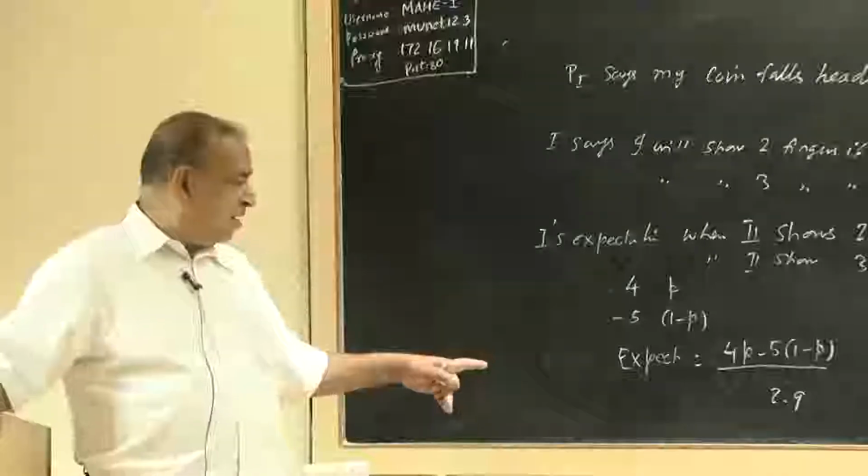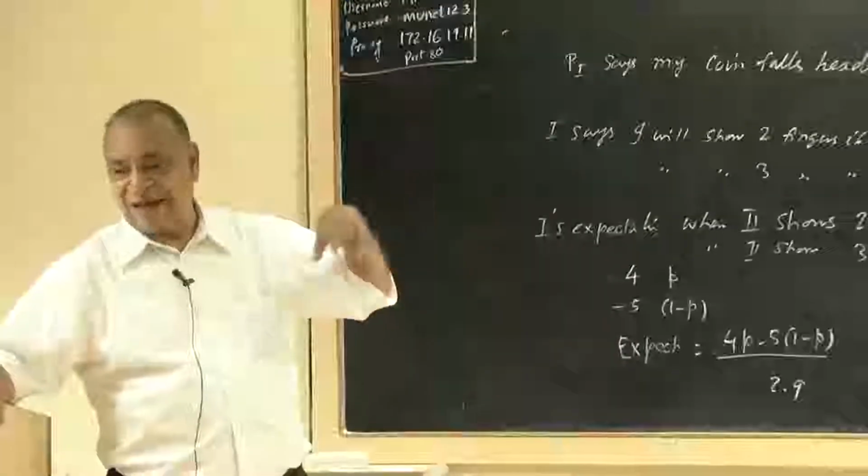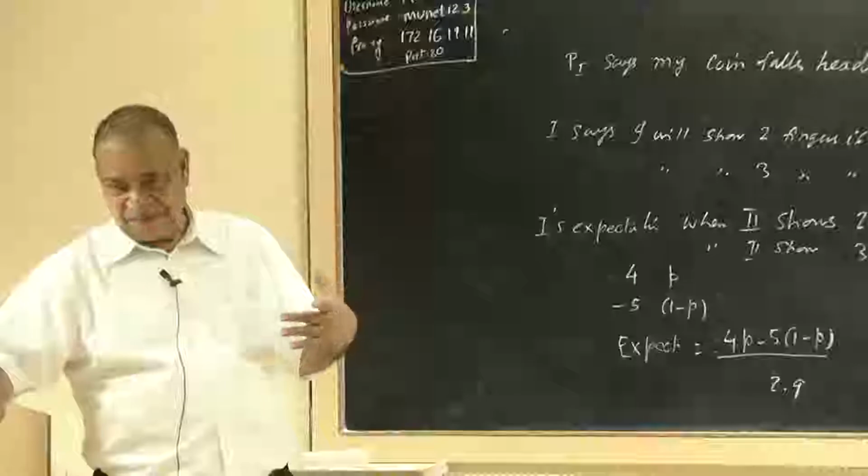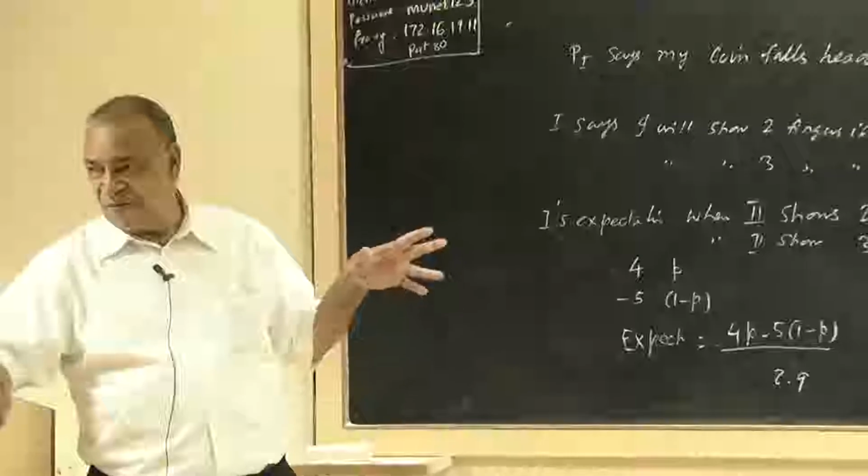2.9. Namely, whichever is smaller, that's what he will select, because he is the loser. He has to pay. Do you follow me?